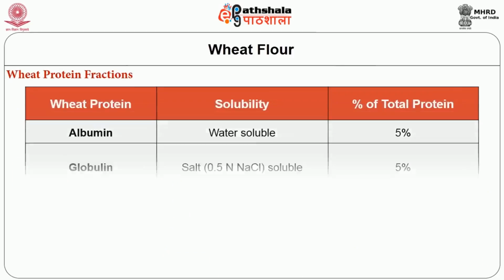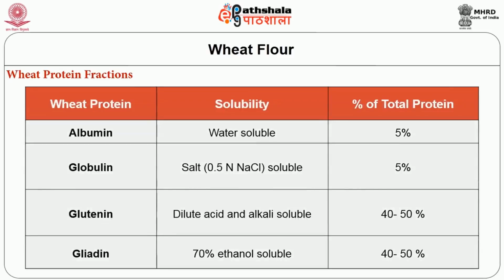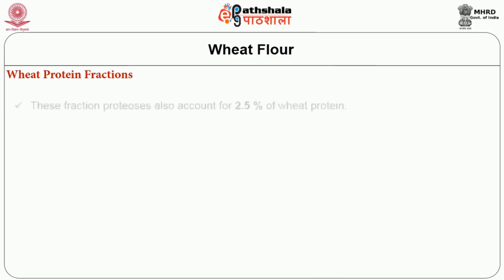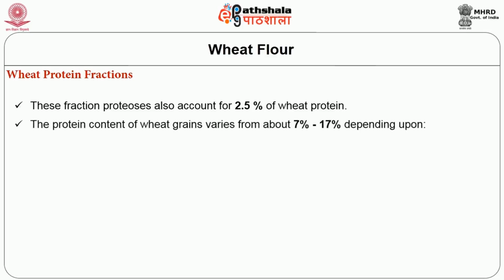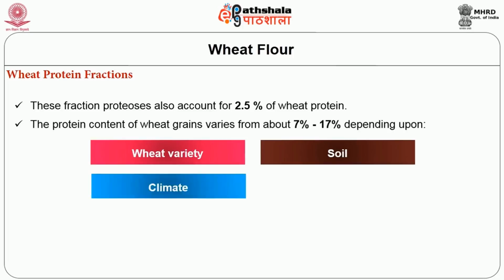The different wheat protein fractions are as follows, and these are categorized depending on their solubility. The water soluble fraction albumin, globulin, which is the salt soluble fraction, and glutenin and gliadin, which are soluble in dilute acid and alkali, and 70% ethanol respectively. Besides these protein fractions, proteases also account for 2.5% of wheat protein. The protein content of wheat grains varies from about 7 to 17% depending upon the variety, soil, climate and weather.